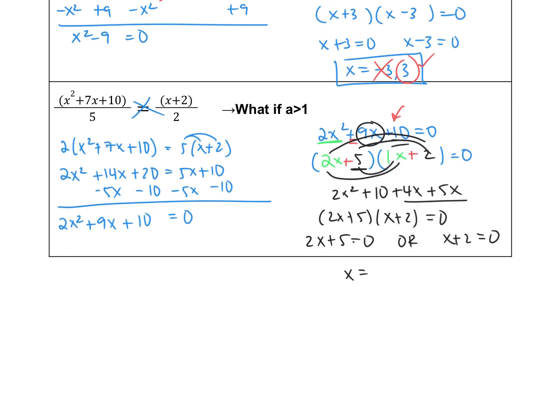If I solve for x in both of those, I get negative 5 over 2 and negative 2. Are either of those going to cause us an issue? No. Conveniently for us, we just have numbers that we're dividing by, so we're never going to get a 0.